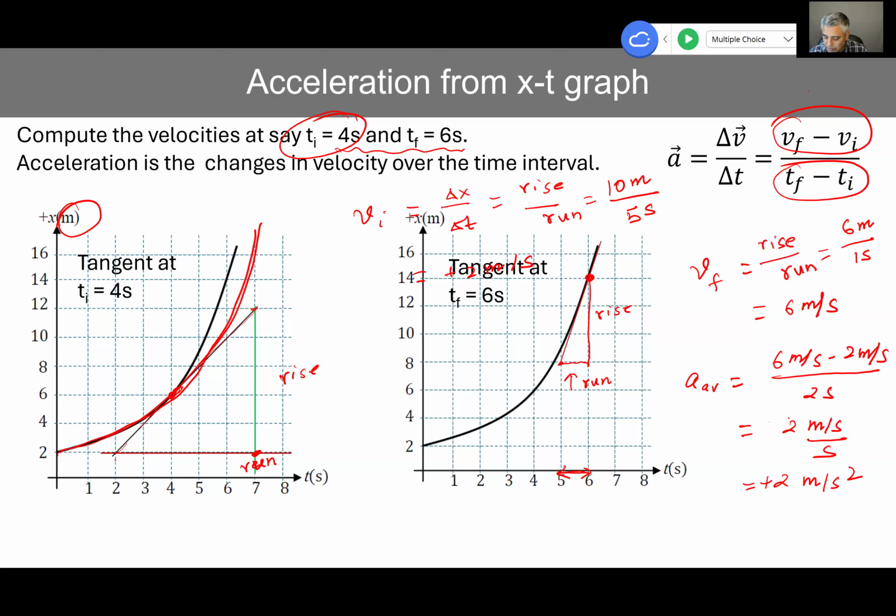And this is actually positive. So average acceleration is positive. So velocity is positive, acceleration is positive. Velocity and acceleration have the same sign, which means the object is speeding up. Velocity is increasing. That's what we see here. Okay.